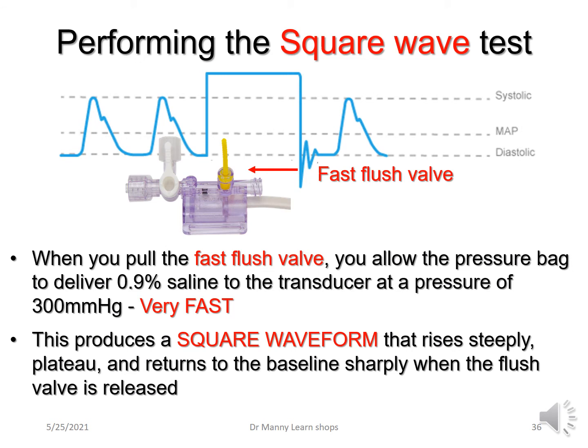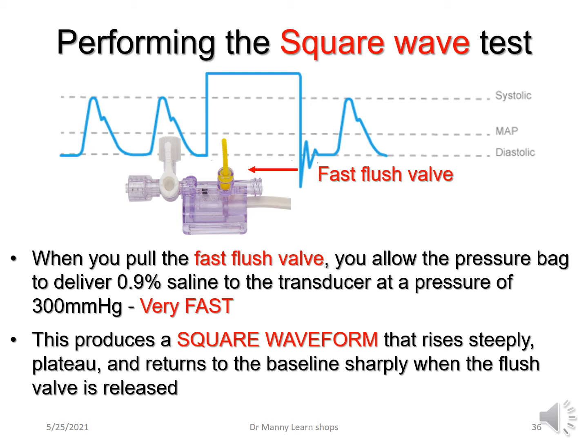So how do we perform the square wave test? Well, this is when you pull the fast flush valve, the yellow indicator there that you can see. You pull it out. Some of them push a button. This one you have to pull out. It's a yellow flange. And basically when you pull it, you allow the pressure bag to deliver normal saline to the transducer at that pressure of 300 millimeters of mercury, which is very, very fast.